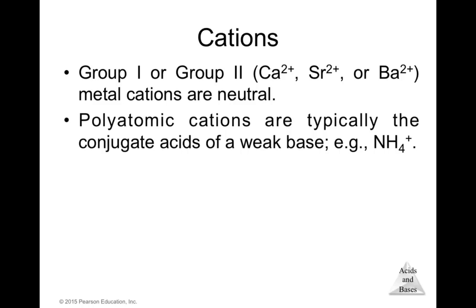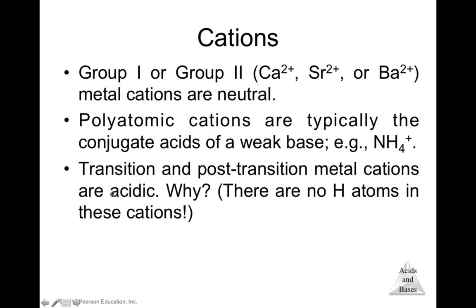Polyatomic cations are typically the conjugate acid of a weak base. As we also showed in the other slide, this is the product of NH3 plus water. And this one can react again with water to produce NH3 and H3O positive. So what about the transition and post-transition metal cations? They are acidic. Why? We're going to see that in the next slide. So the transition and post-transition metals that we have in the middle of the periodic table, all of those cations are going to be acidic.